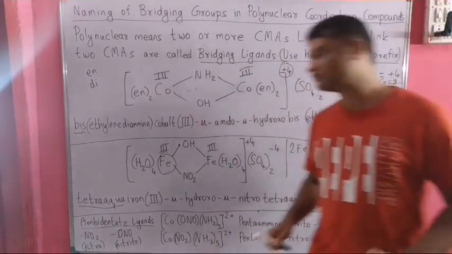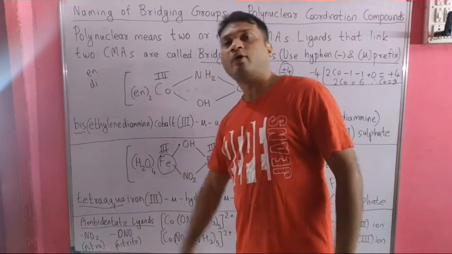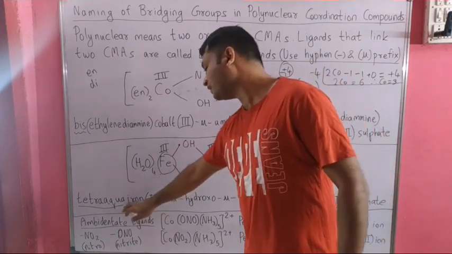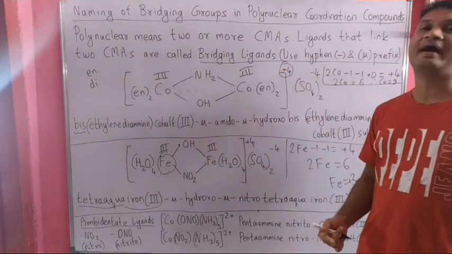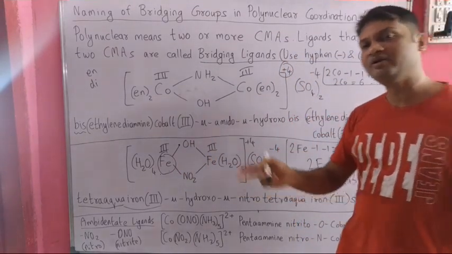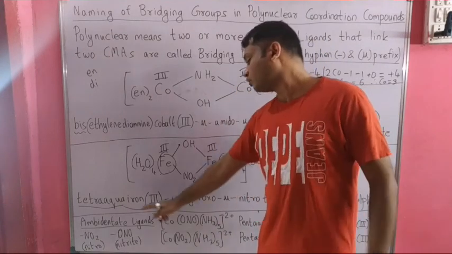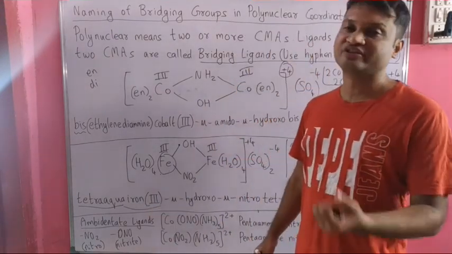Let us now name this compound. Tetraaqua. Then iron is in the cation. This is a complex cation, simple anion, so we will again use iron. We will not use ferrate. So iron, then the oxidation number of iron, which is 3.